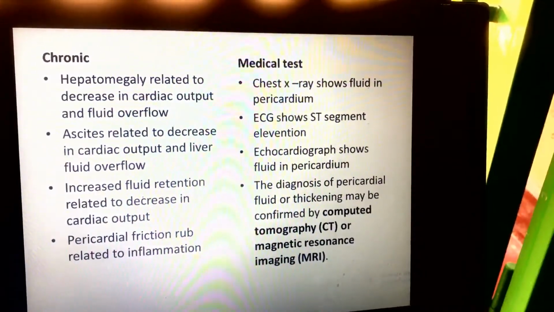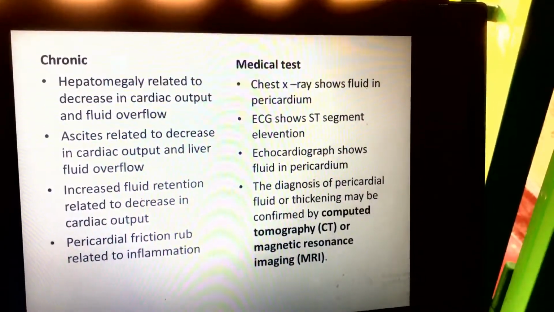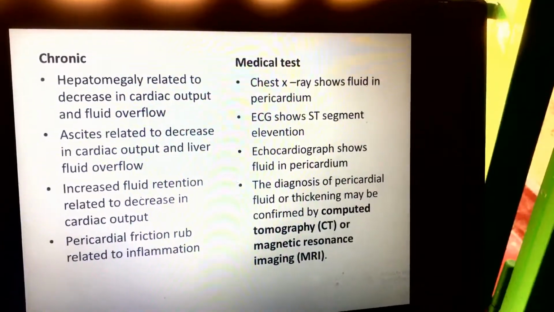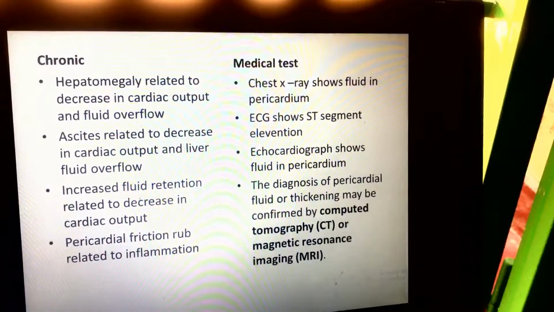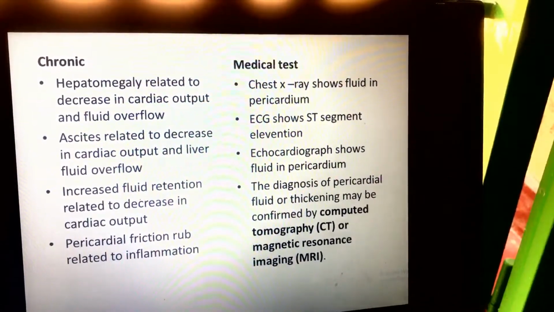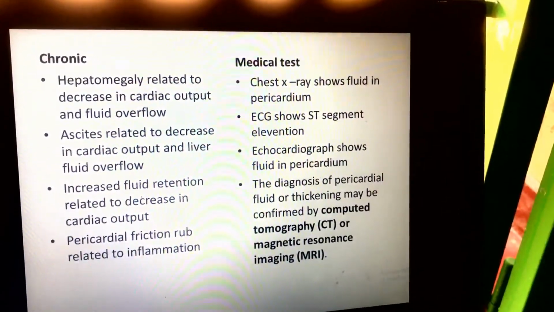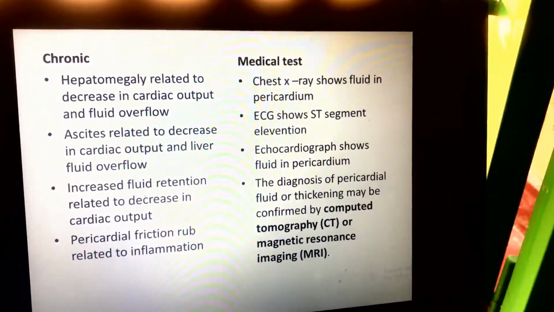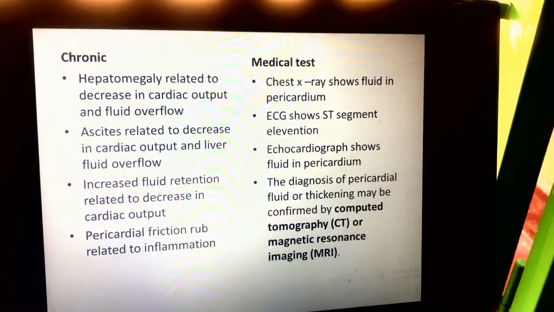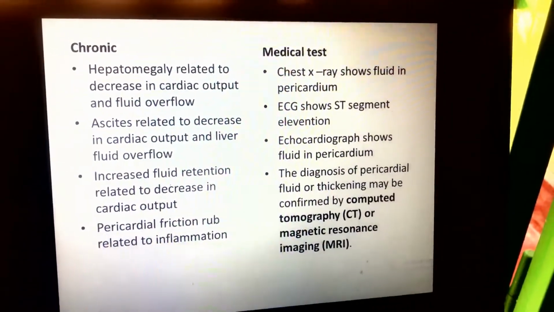In the medical tests, chest X-ray shows fluid in the pericardium. ECG shows ST segment elevation. Echocardiography shows also fluid in the pericardium. The diagnosis of pericardial fluid or thickening may be confirmed by computed tomography or magnetic resonance imaging. Computed tomography is what you usually call CT scan.